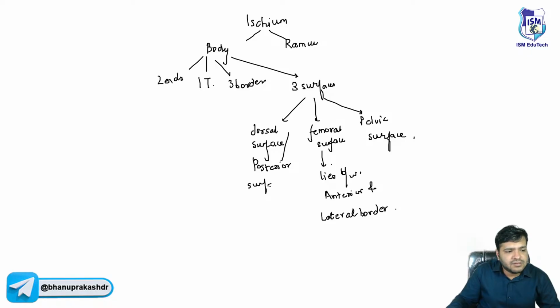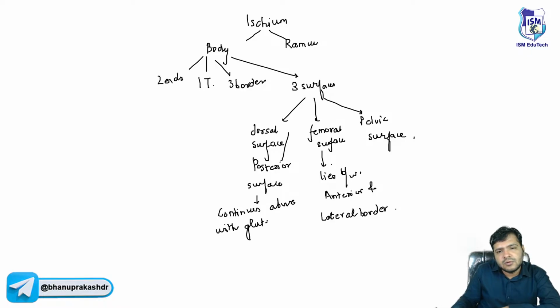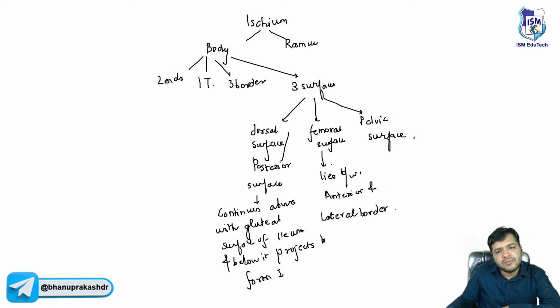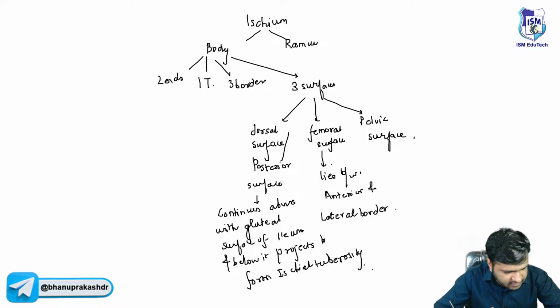So remember, it continues above with the gluteal surface of ilium. Okay, and below it projects to form the ischial tuberosity. Right, below it projects to form the ischial tuberosity.